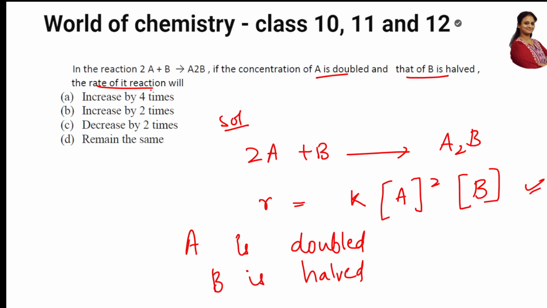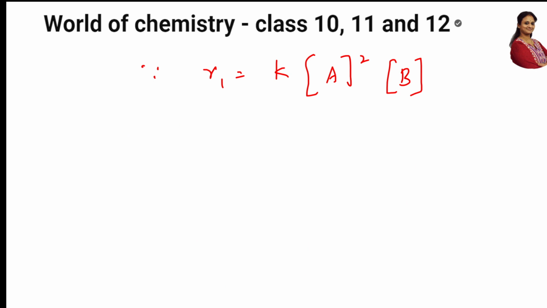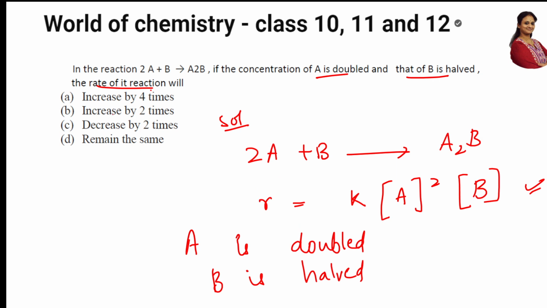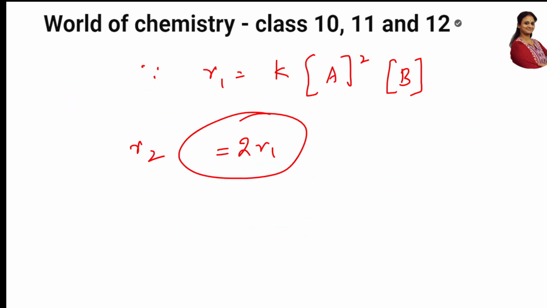Go back to the question. So what is the answer, students? The options are: it increases by 4 times, increases by 2 times, decreases by 2 times, remains the same. What is it? Just now I got twice of R1. R2 is twice of R1, which means it increases by 2 times. Correct, na? So increases by 2 times. So seeing the equation, that's done, students. Yeah. Next question.